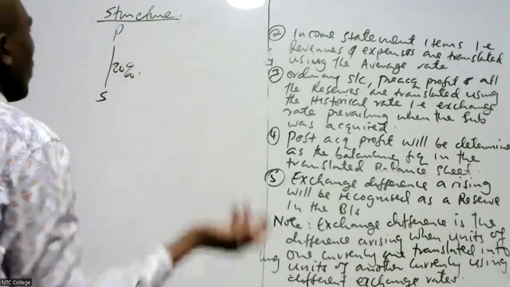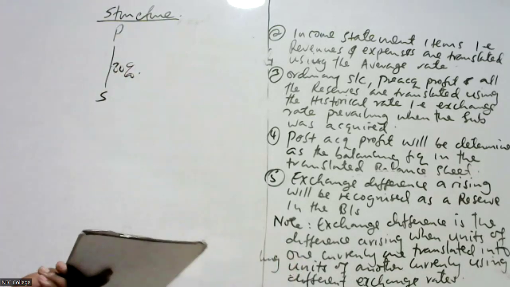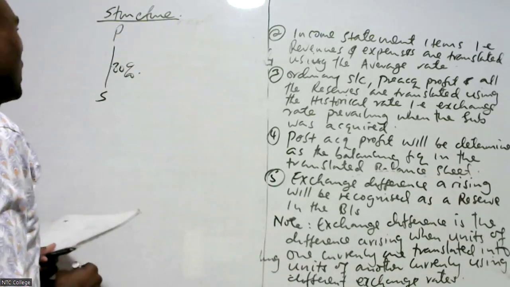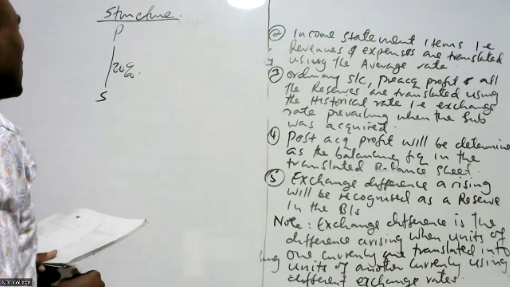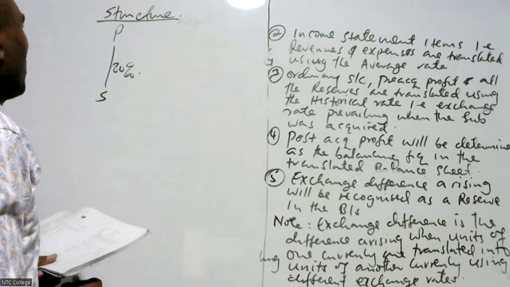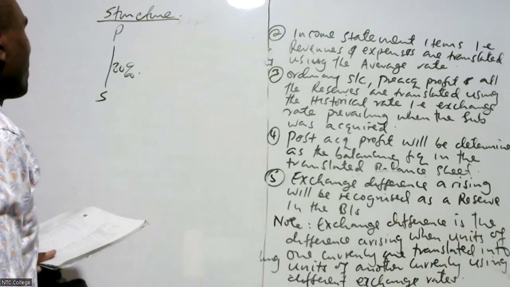Therefore, of course, S Limited becomes what? A subsidiary. S Limited becomes a subsidiary.